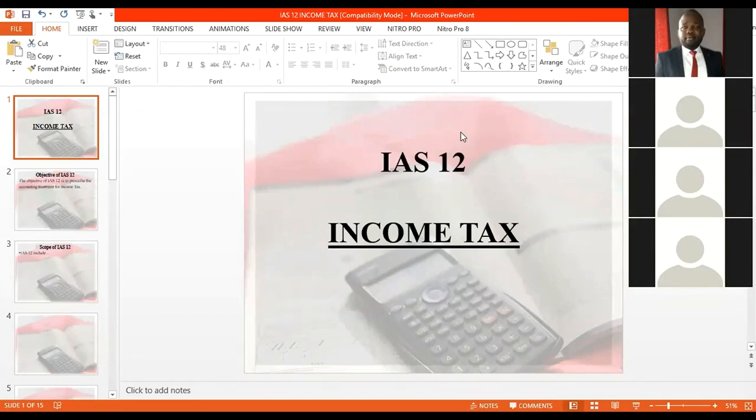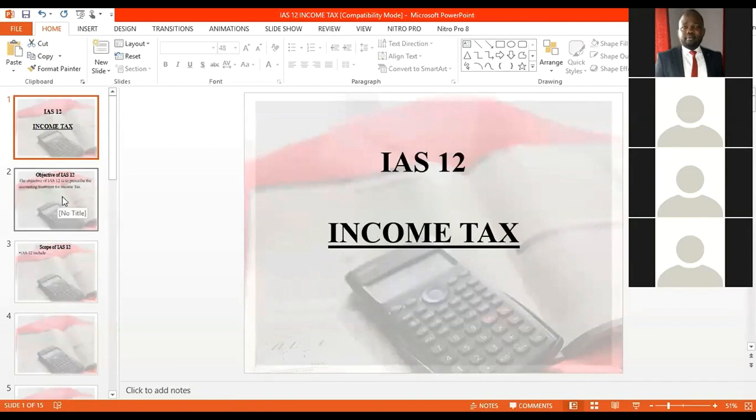Okay, so we have a short time, 1.5 hours, to cover income tax. So let's look at this standard called income tax. Every business is obligated to pay tax on their income. Any income that they earn, any business or person, an individual, is obligated to pay tax. Now, income tax is covered in a standard called IAS 12.